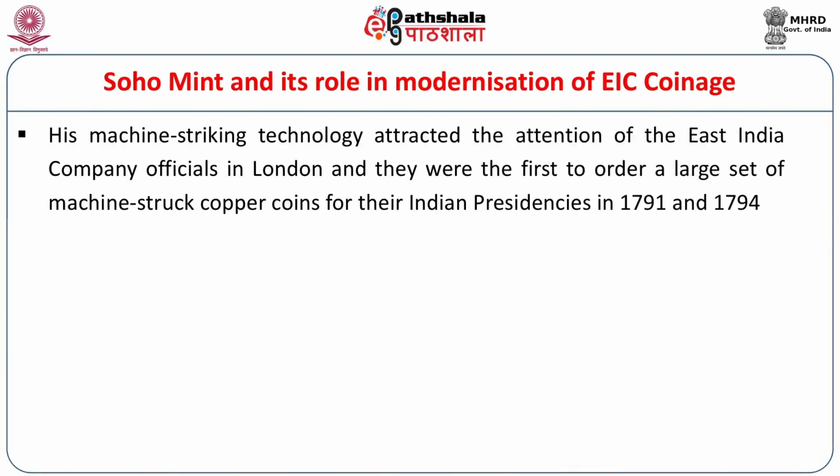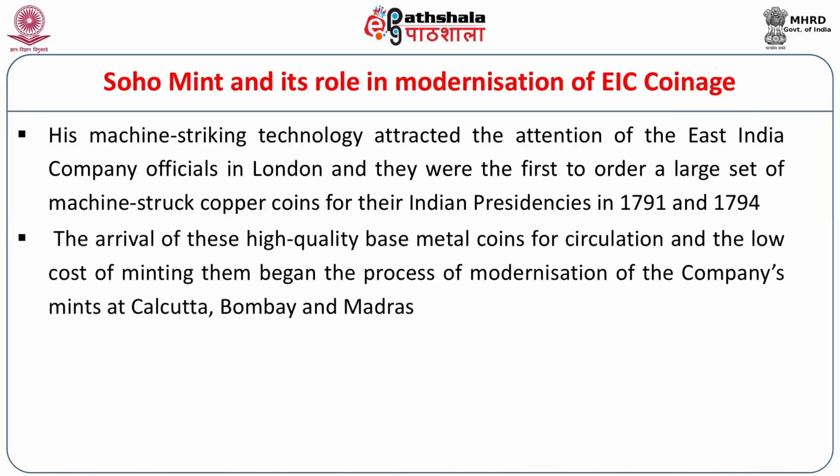His machine striking technology was a very new concept which attracted the attention of many foreign players. This included the East India Company officials in London. They were the first to order a large set of machine-struck copper coins for the Indian presidencies, first in 1791 and then in 1794. The arrival of these high-quality base metal coins for circulation in India and the low cost of minting impressed the East India Company enough for them to begin the process of modernization of the company's own mints at Calcutta, Bombay and Madras.